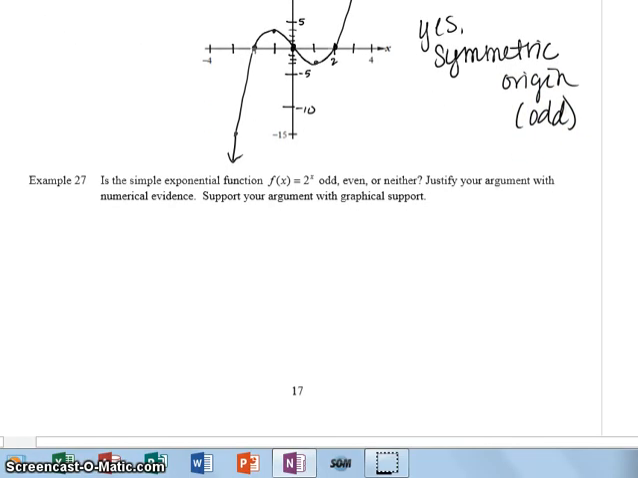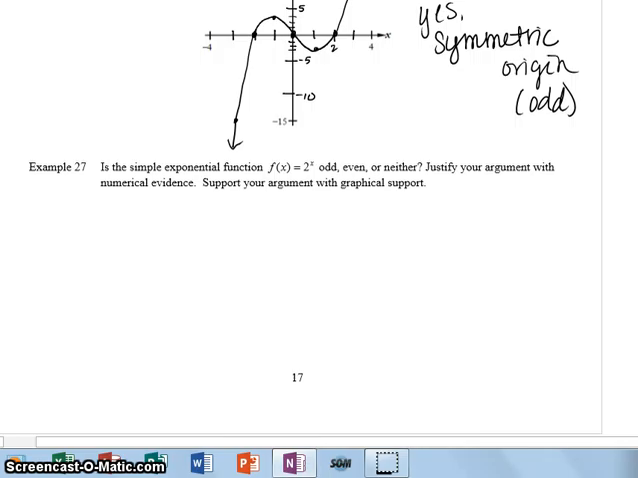Example 27. Is this simple exponential function 2 raised to the x odd, even, or neither? Justify your argument with numerical evidence. Support yours with a graphical. All right, so ready? Just start picking a point. So if I pick f of 1, plug in 1, 2 to the first power is 2. Then you want to go pick its opposite sign. So I'm going to pick f of -1.